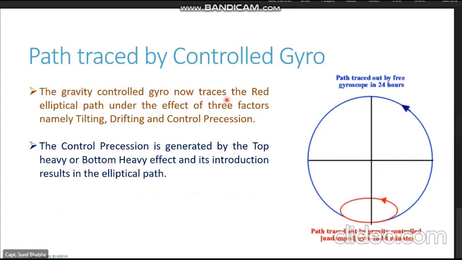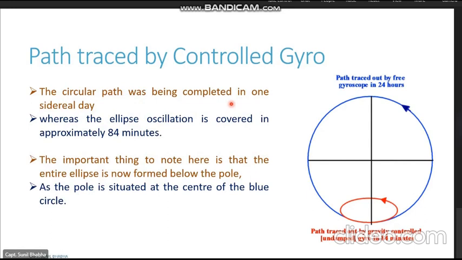So the gravity controlled gyro now traces the red elliptical path under the effect of three forces or three factors, which are tilting, caused because of change in altitude of the gyrostar, drifting, caused because of change in azimuth of the gyrostar, and control precession, which is caused because of the top heavy or bottom heavy arrangement which we have fitted. The control precession is generated by the top heavy or bottom heavy effect, and its introduction results in the spin axis tracing an elliptical path. The circular path was being completed in one sidereal day, whereas the ellipse oscillation is covered in approximately 84 minutes.